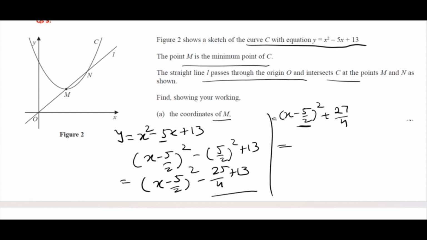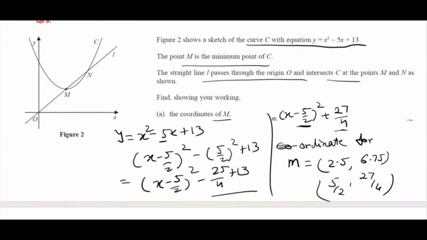So this is our p, and this is our q, but we need p with the opposite sign. So the coordinates for M are 2.5, or you can say 5 over 2, and 27 over 4 will give you 6.75. You can also write 5 over 2 and 27 over 4. It's the same thing. So any of the answers is okay. So by completing the square, we find the coordinates of M.